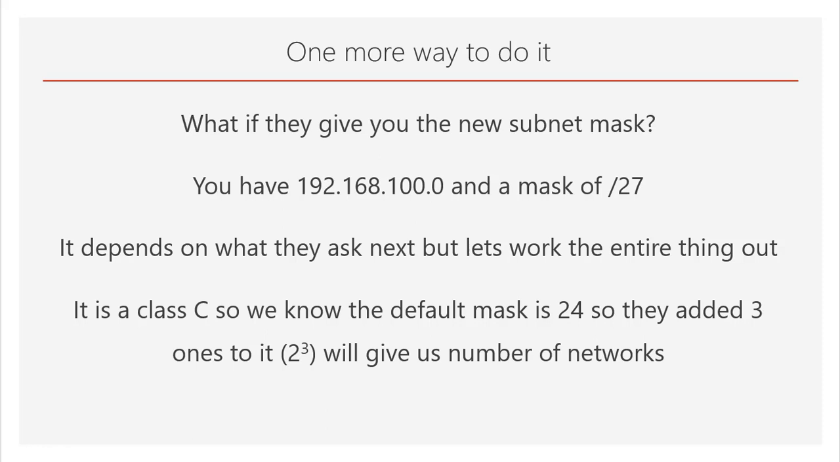All right, so what if they give you the new subnet mask? So they say you have 192.168.100.0 and you have a mask of /27. So it depends on what they ask you next, but let's work out the entire thing. So they might say something like you have this and a mask of 27.